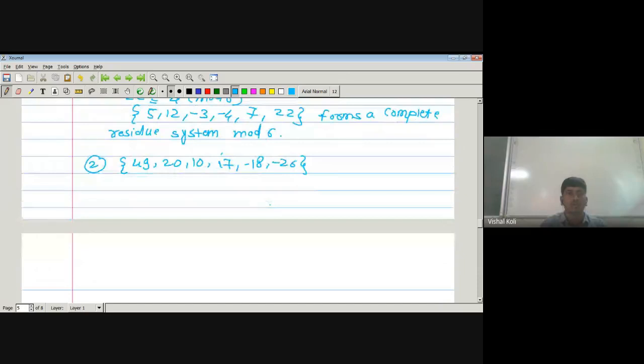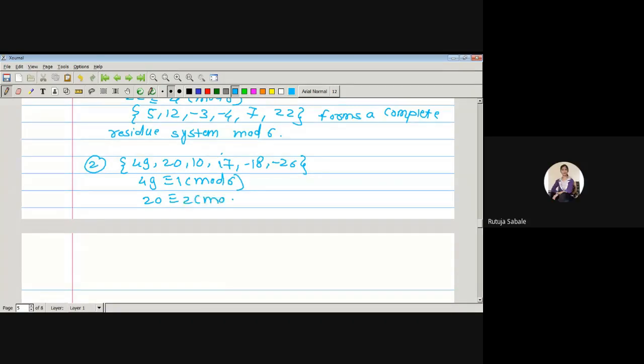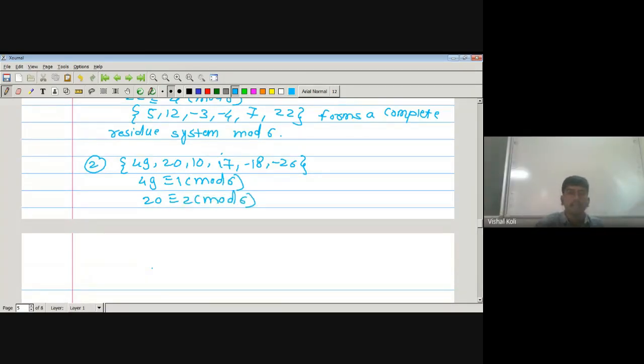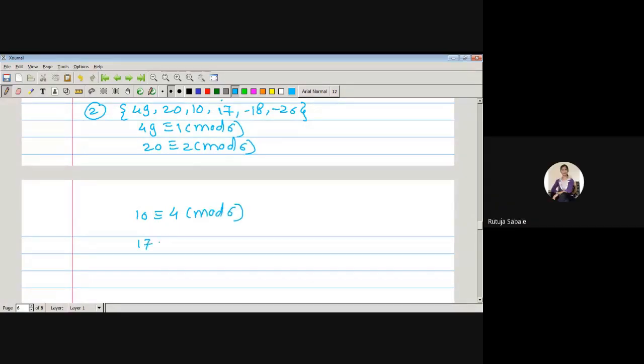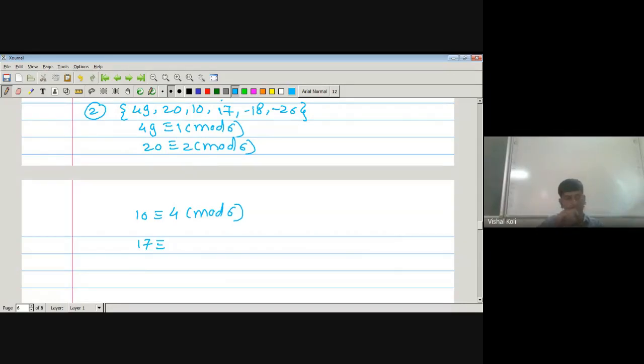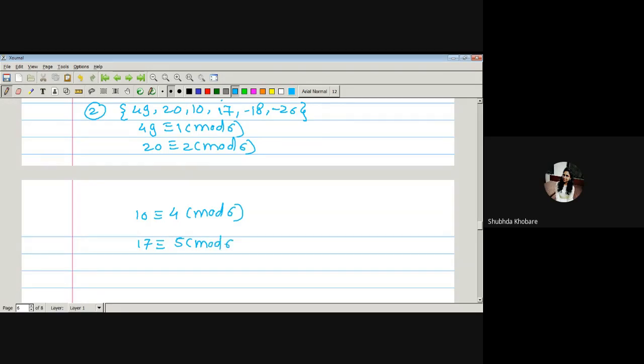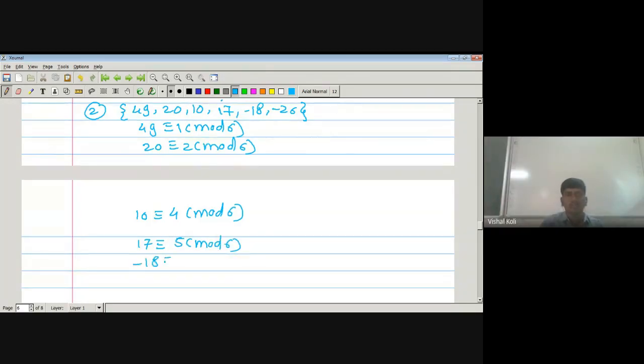Now 49 is congruent to 1 modulo 6, since 49 minus 1, 48, is divisible by 6. Yes. 20 is congruent to 2 modulo 6. Now 10 is congruent to 4 modulo 6. 17 is congruent to 5 modulo 6, since 6 divides 12. Minus 18 is congruent to 0 modulo 6.